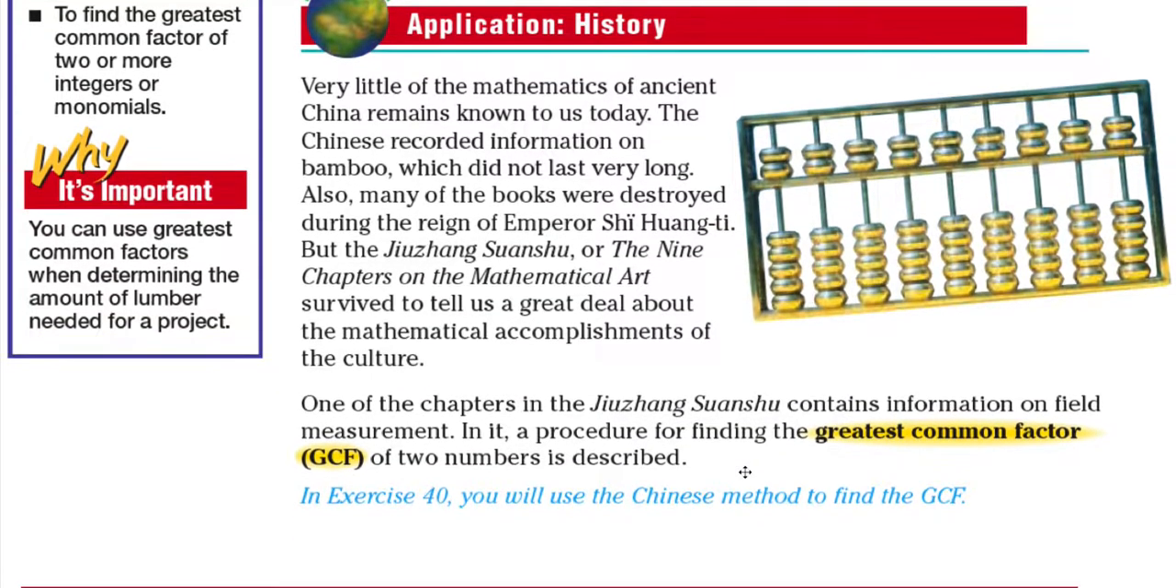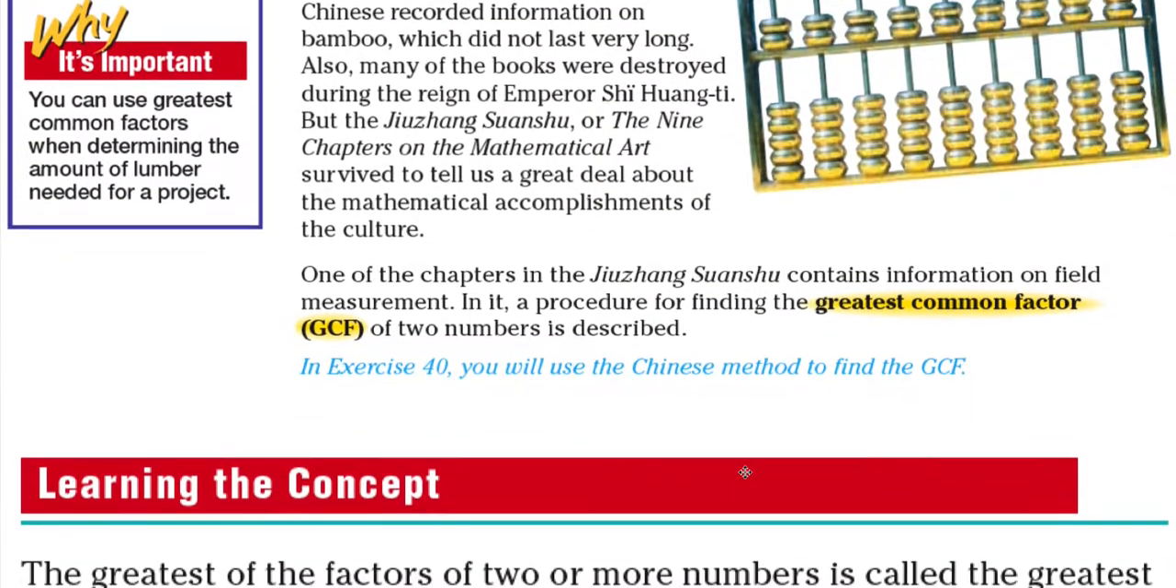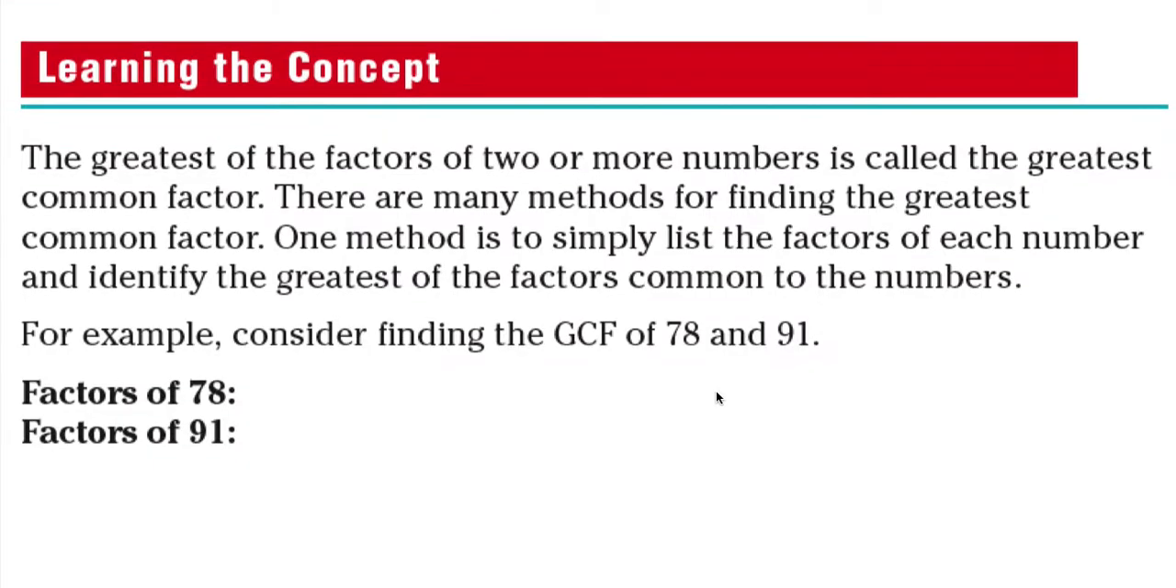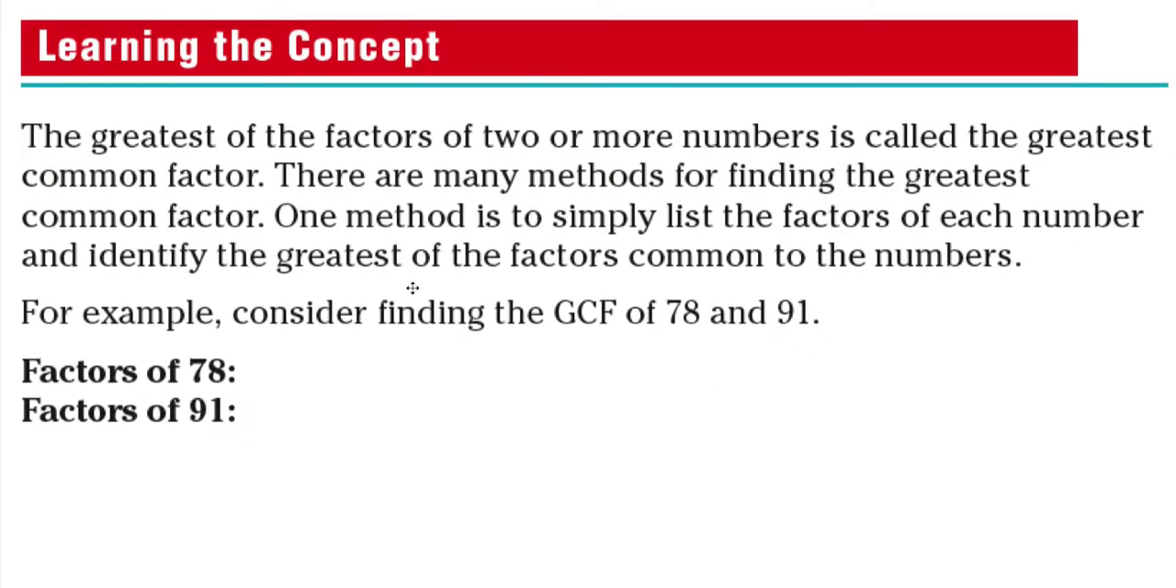In one of those chapters, the Zhuzhang Suanshu contains information on field measurement. In it, a procedure for finding the greatest common factor or GCF of two numbers is described, and you will learn that when you get to exercise 40 in the classwork. We will also discuss that in class. We'll learn the Chinese method to find the GCF. But first things first, let's learn how to find the GCF.